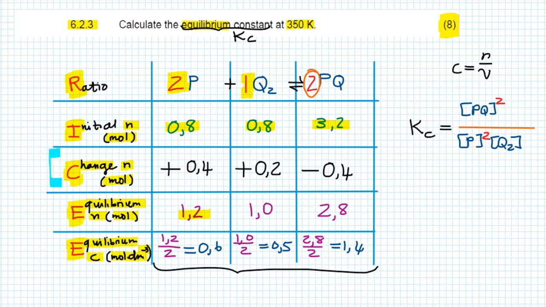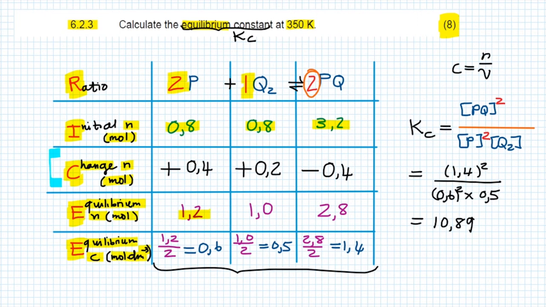We can now substitute into this formula all of the values that we know. So it is 1,4 to the power of 2 divided by 0,6 to the power of 2 multiplied by 0,5, and that remains to the power of 1. When we place this into our calculators, we find out that the value of Kc is 10,89. And remember that Kc is an equilibrium constant and therefore does not have an SI unit. It is simply a constant which is left as a number.